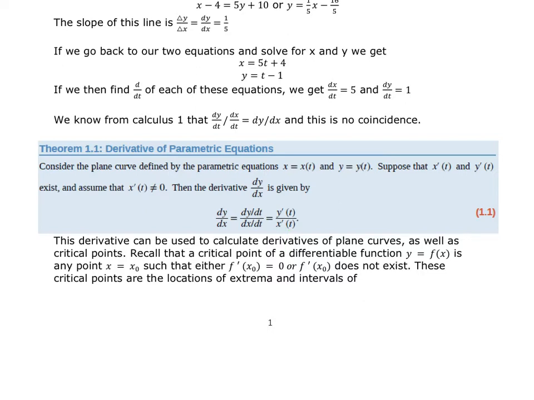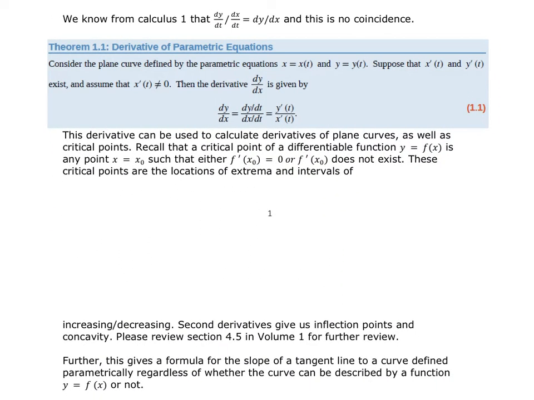So we can find critical points, just like we did when we first learned critical points in Calculus 1. We can find critical points using this definition of how we're going to find the derivative of a parametric equation. We're going to find extrema as well, and intervals of increase and decrease, and inflection points and concavity. If you don't remember any of that, I would recommend that you brush up on that in Volume 1 of the OpenStax Calculus book, Section 4.5.